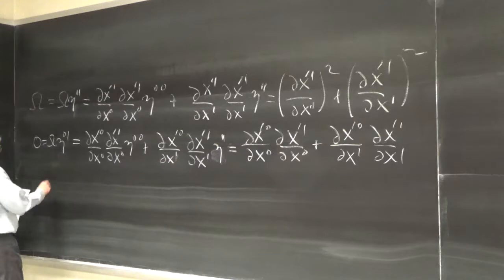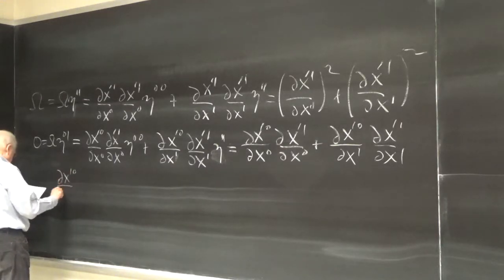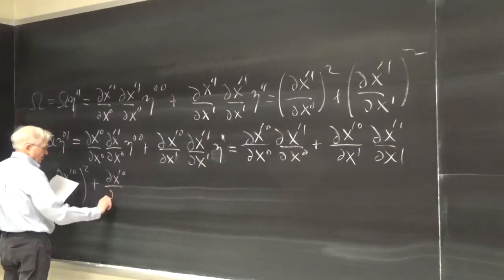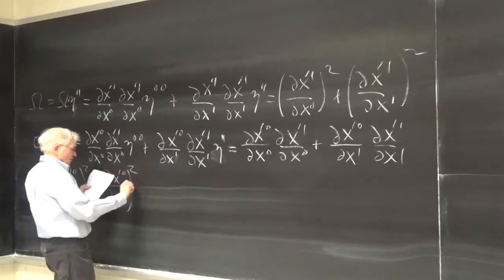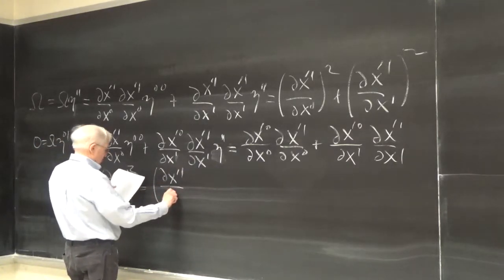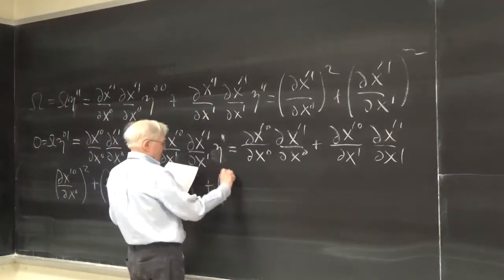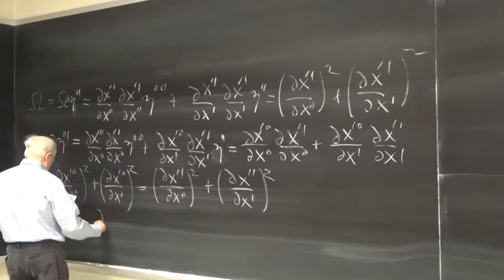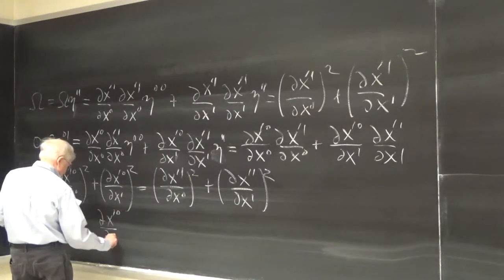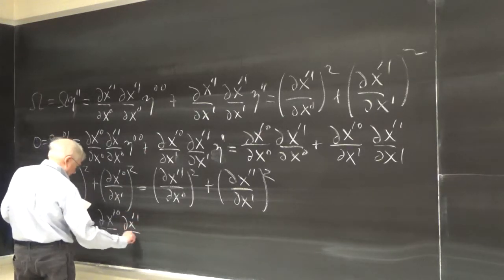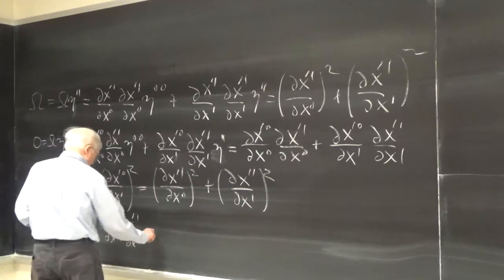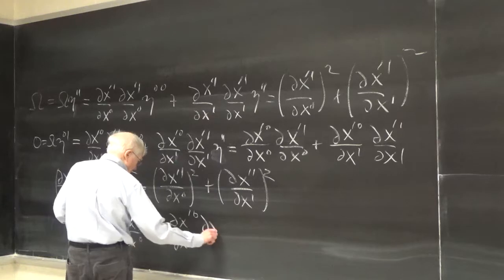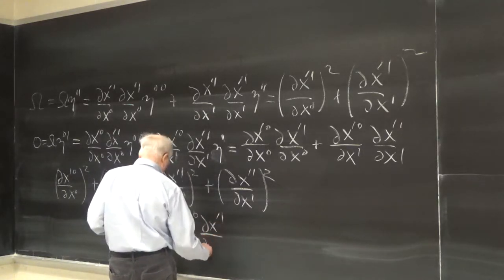These equations are equivalent to partial x prime 0, partial x 0 squared plus partial x prime 0, partial x 1 squared is equal to partial x prime 1, partial x 0 squared plus partial x prime 1, partial x 1 squared, and one other equation, which is partial x prime 0, partial x 0, partial x prime 1, partial x 0 is equal to, now we get a minus sign, partial x prime 0, partial x 1, partial x prime 1, partial x 1.